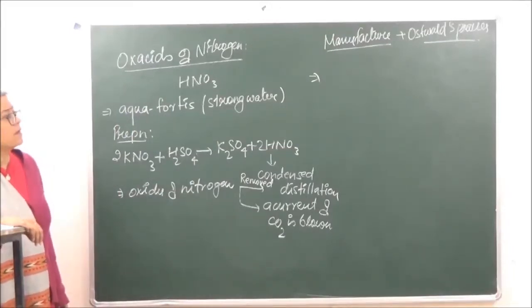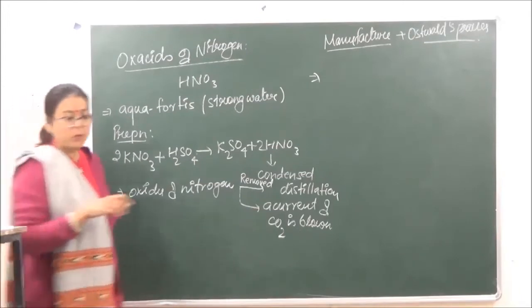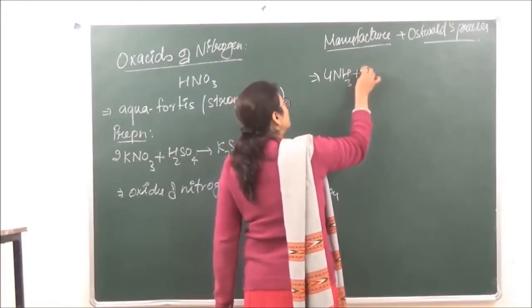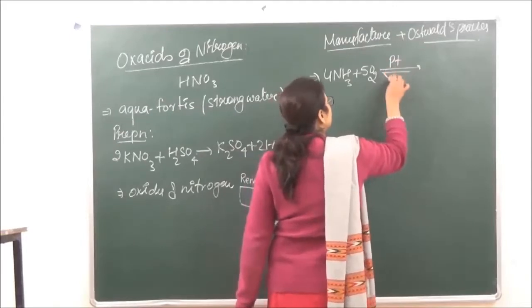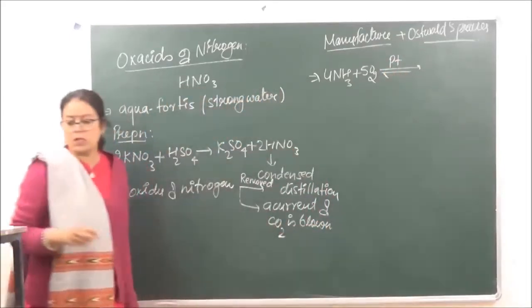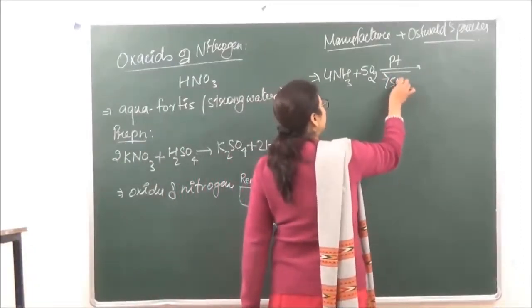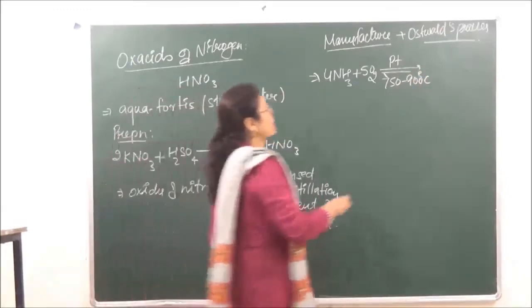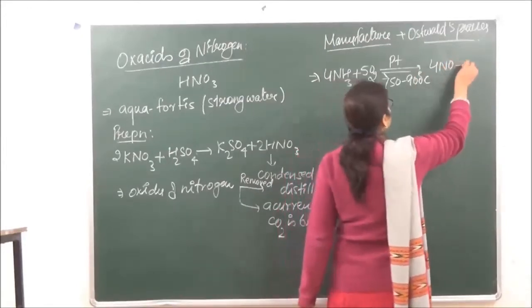In the first step, the preparation of nitric oxide takes place by oxidation of ammonia. So what are we doing over here? In the first step, oxidation of ammonia takes place, and the catalyst which we are using over here is platinum. The temperature is maintained at 750 to 900 degrees Celsius. We are going to get nitric oxide plus water.